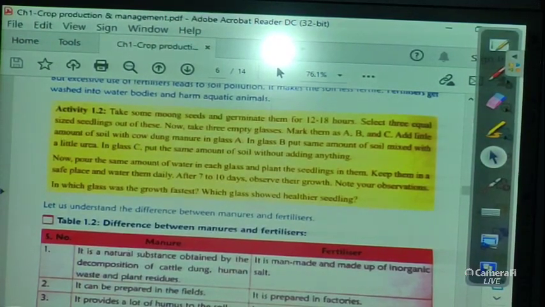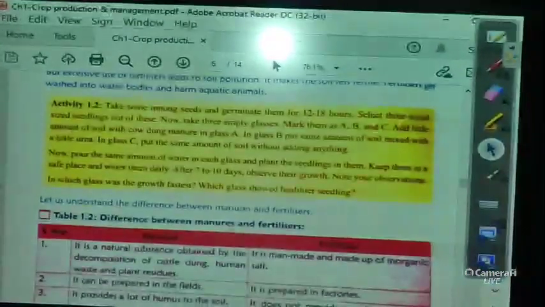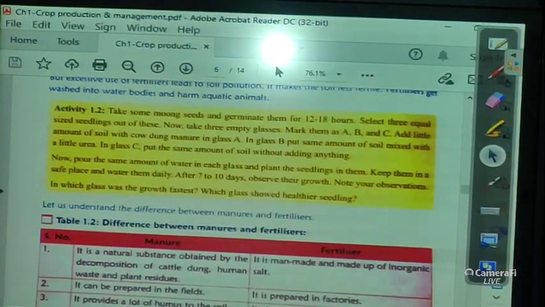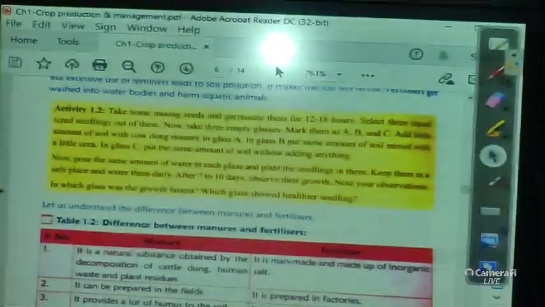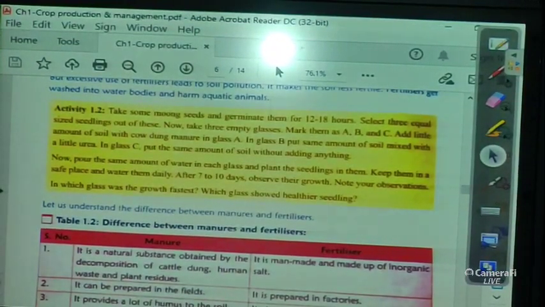So soak it in water for 12 to 18 hours. You can leave it in water or in a bowl for up to 2 days, or just soak the moong or chana for 1.5 days. Then select 3 equal-size seedlings out of these. For example, if you have soaked 10 seeds, you need to take only 3 of equal size. But they should be seedlings.